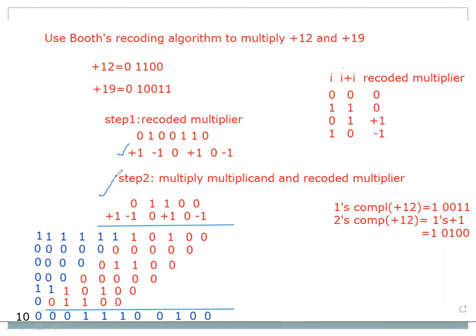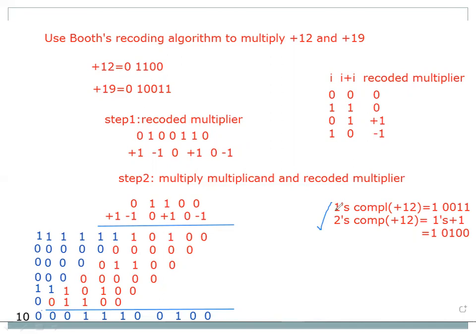So what about the second step? You are going to multiply the multiplicand and recorder multiplier. In order to perform the multiplication, you are going to take two values. One is the multiplicand value, which is 0, 1, 1, 0. The second value is the recorder multiplier, which is plus 1, minus 1, 0, plus 1, 0, minus 1. Before multiplying this, you have to find out the 2's complement of the multiplicand.